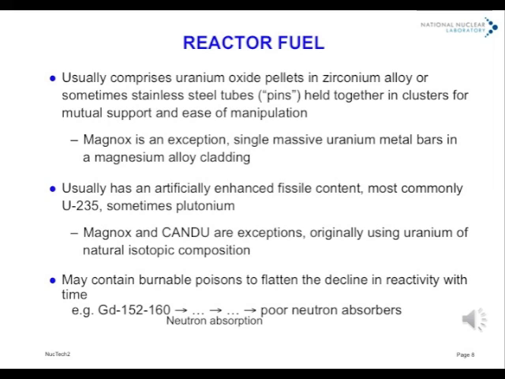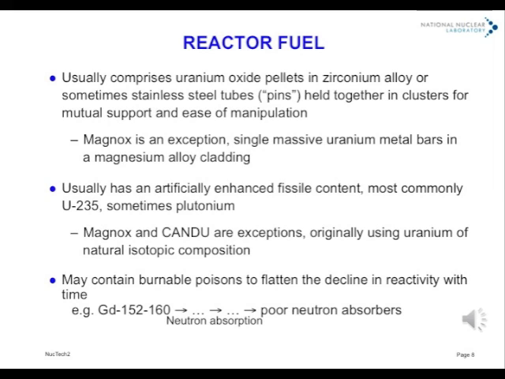As a rule, the U-235 content is enriched to a few percent. Sometimes plutonium is used instead to enhance fissile content, and this practice will probably increase. Again, Magnox was originally an exception, using natural uranium, as did CANDU at a time of limited access to enrichment, though more recently some enrichment has been applied to permit longer residence.